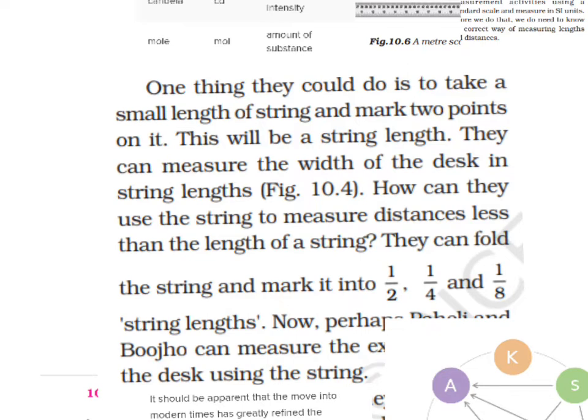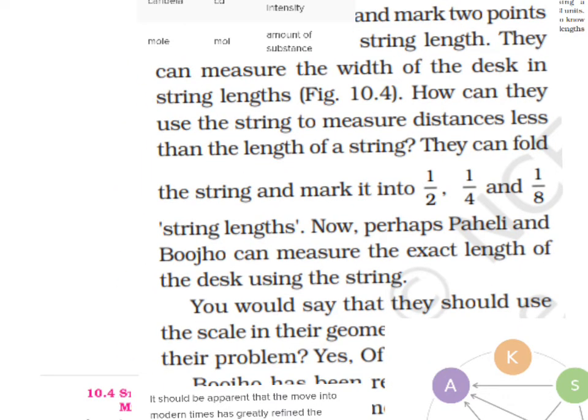There can be another approach to measure the length of the desk. One thing they could do is take a small length of string and mark 2 points on it. This will be the string length. They can measure the width of the desk in string lengths. How can they use the string to measure distances less than the length of the string? They can fold the string and mark it into 1/2, 1/4, 1/8 string lengths. Now perhaps the two students can measure the length of the desk exactly.